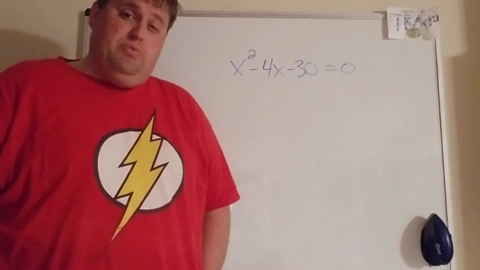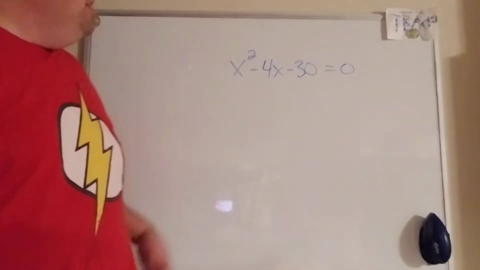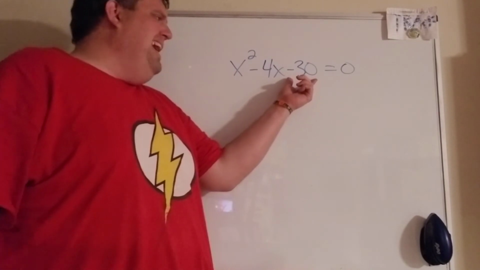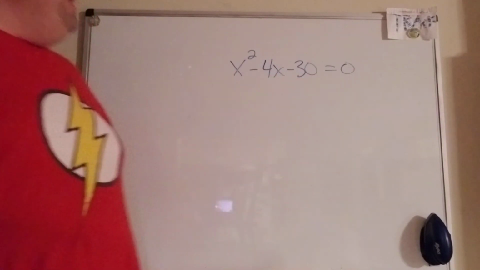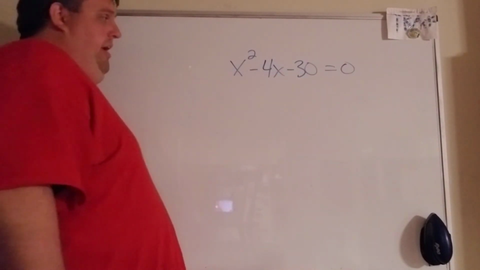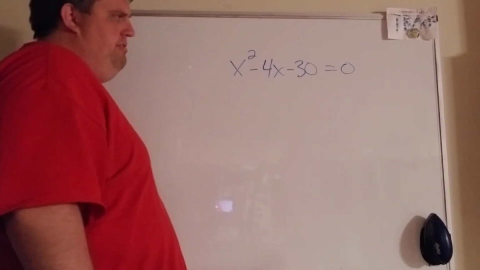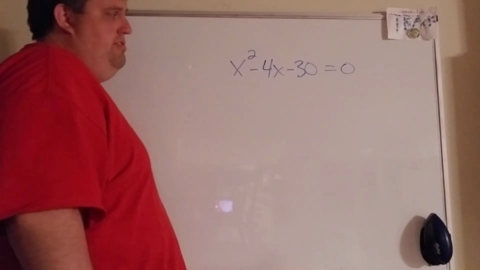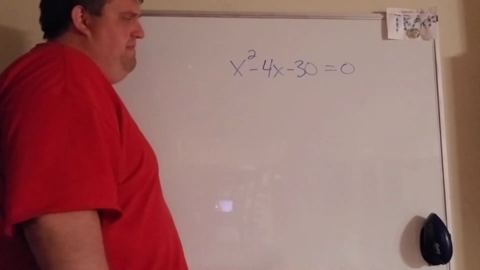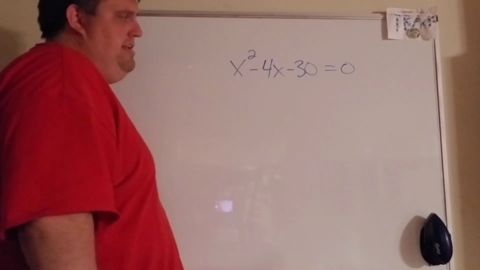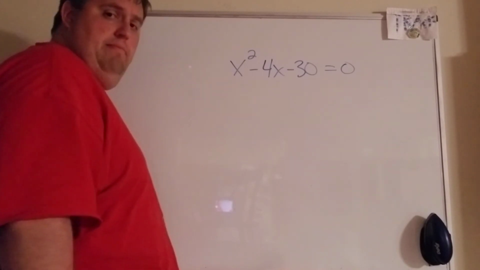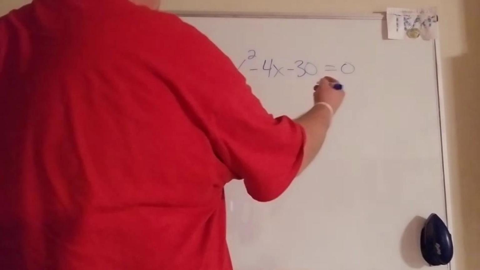I know that I always want to check and see if it factors first. So is there anything that multiplies to give me negative 30 that would add to give me negative 4? Let's see. Negative 30 would be 5 and 6. There's no way. 15 and 2. 3 and 10. No good, right? Not going to work. So we're going to complete the square.